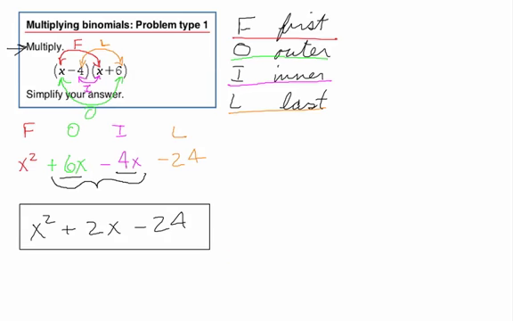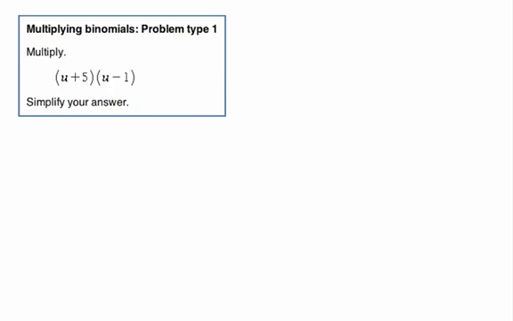Okay, let's take a look at another quick example. Here we've got the quantity u plus 5 times the quantity u minus 1. So our first looks like a u squared. Our outer looks like a negative 1u. Our inner is a 5u. And our last gives negative 5.